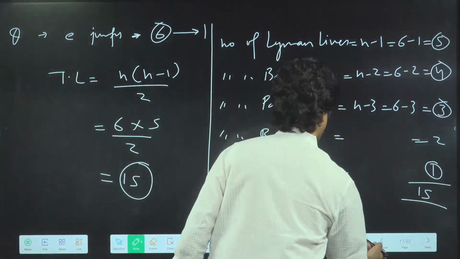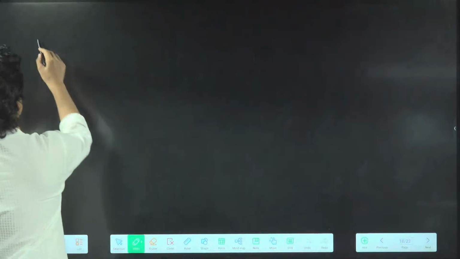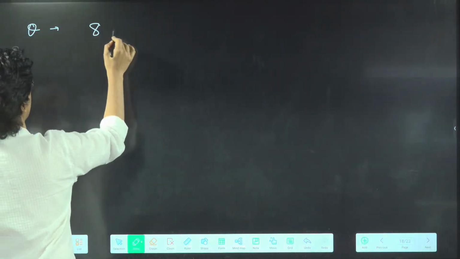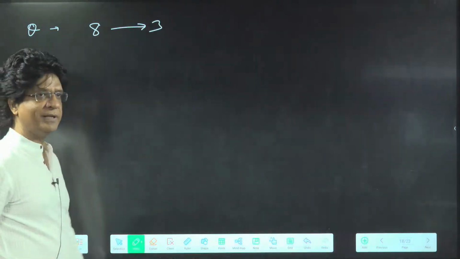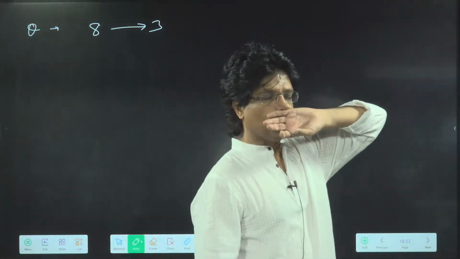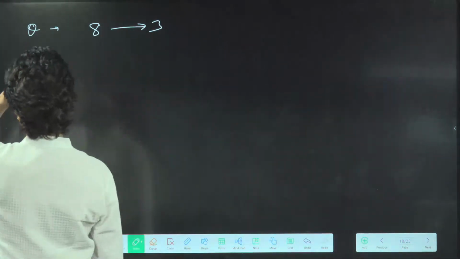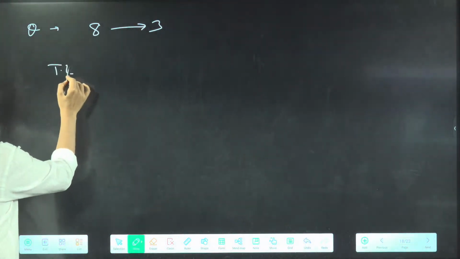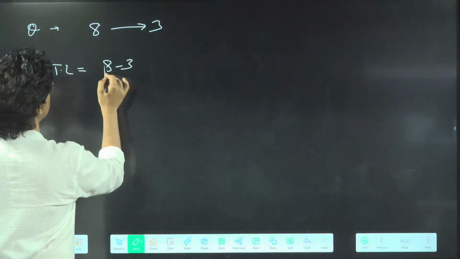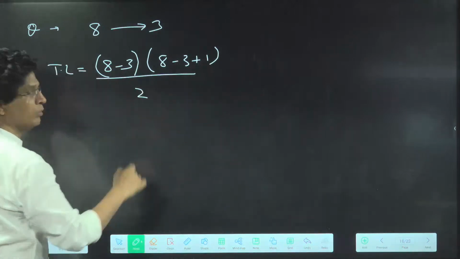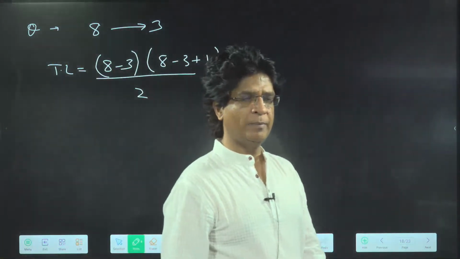Okay, let's do one more question. One more question. The electron jumps from orbit number 8 to 3. Find the total number of lines formed. Come on, everyone. This time the total number of lines formed will be (8 minus 3) into (8 minus 3 plus 1) upon 2. Gaming, very good.